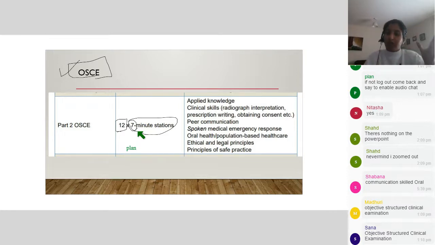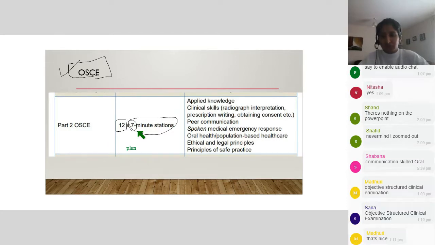OSCEs in the olden days, or you can say before 2022, used to be 5 minutes. But now, because they have changed the structure, I'm sure all of you know that they have now changed it to 7 minutes. So they have increased the number of minutes for every station.